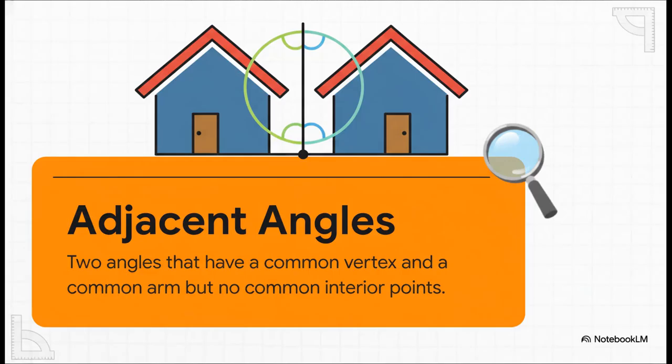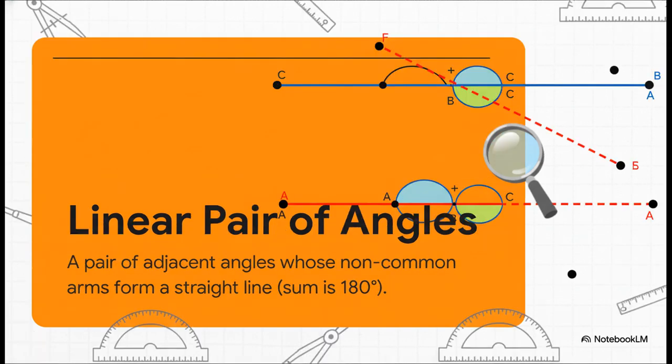Now, think of adjacent angles as next-door neighbors. They share a wall, that's the common arm, and they share a corner of the property line, which is the common vertex. And when those neighbor angles, those adjacent angles, arrange themselves so their outside arms form a perfect straight line, well, that's what we call a linear pair. And because they make a straight line, they're always supplementary.